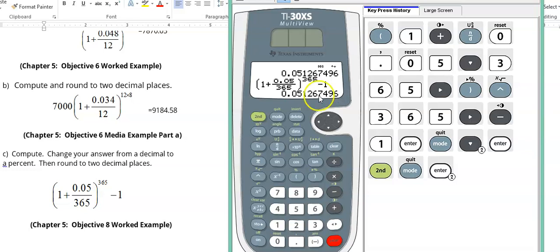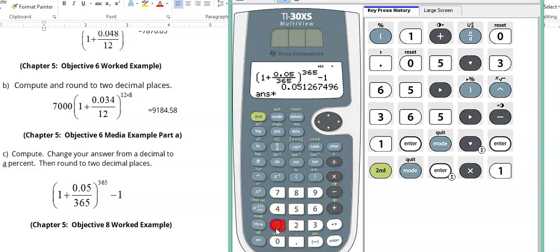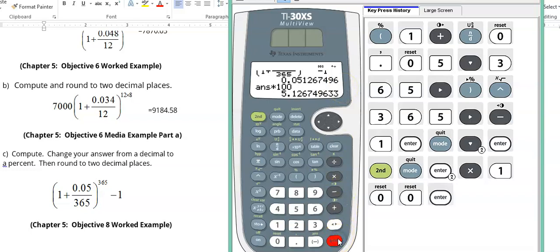Okay. So now to change it to a percent, we're going to multiply by 100. Okay, so times 100. Okay, so by hitting multiplication, it takes my previous answer, multiplies it by 100. So you don't want to punch this in on your own. You don't want to punch in a rounded version because you can lose accuracy. And this is our percent answer. So to 2 decimal places, after it's to a percent, it's 5.1. This 6 would be rounded up to a 3.